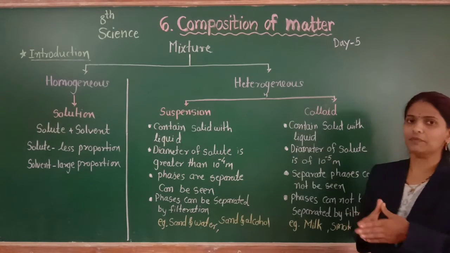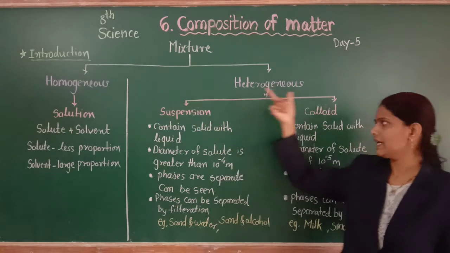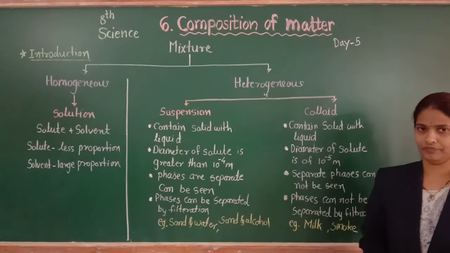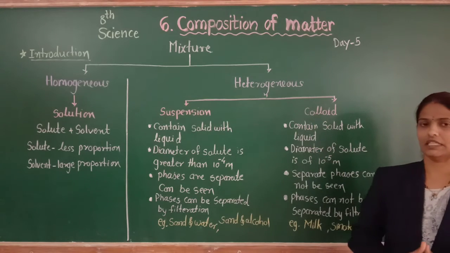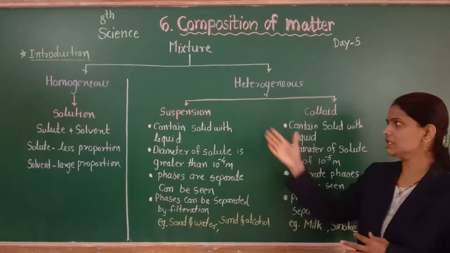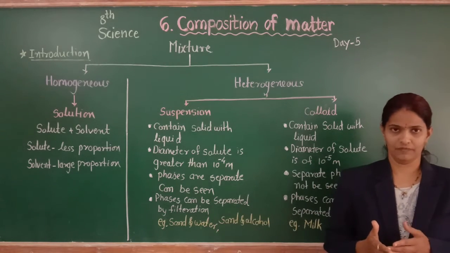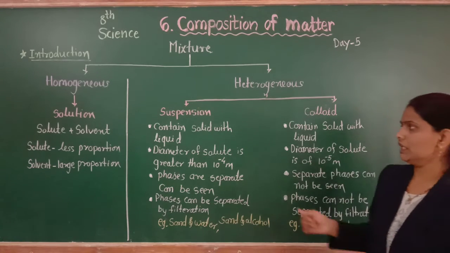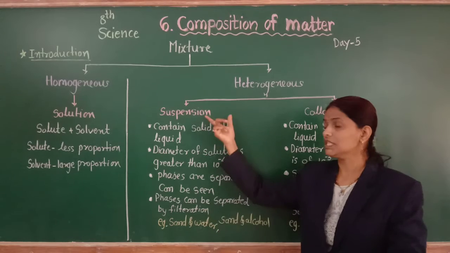There are two types of heterogeneous mixture. One is suspension and the second one is colloid. These are the two types of heterogeneous mixture. It means they have more than one phase. First, let's look at the properties of suspension.